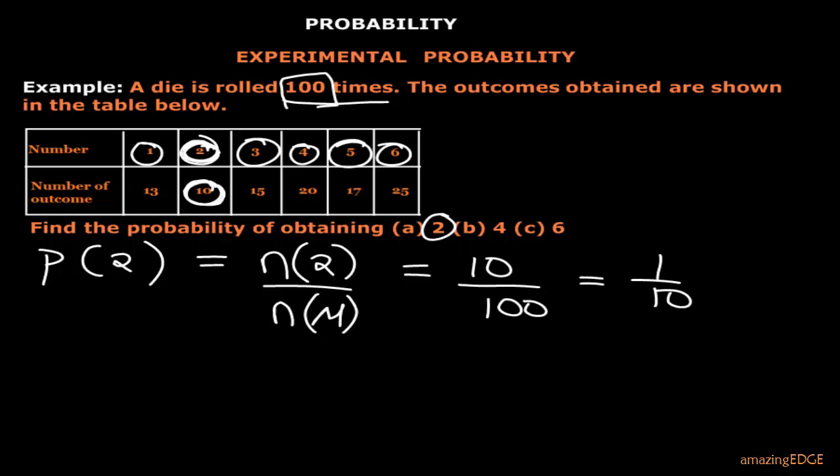So the choice is yours. You can leave it as a fraction or you can leave it as a decimal. So this is the A part.